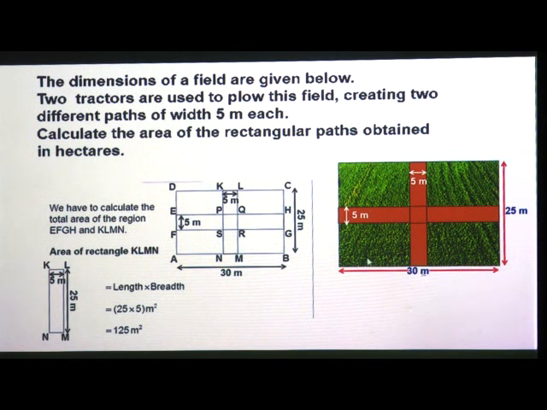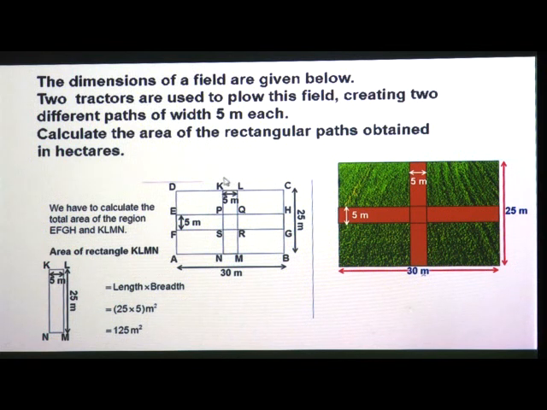See here, the length of the field is 30 meter and the breadth of the field is 25 meter. So, what can you say? It is a rectangular field, because the length and the breadth are different measurements. So, 30 meter is the length, breadth is 25 meter. Here the opposite sides of a rectangle are equal. So, this is 30 meter, this will also be 30 meter. Here is 25 meter, so this will also be 25 meter.